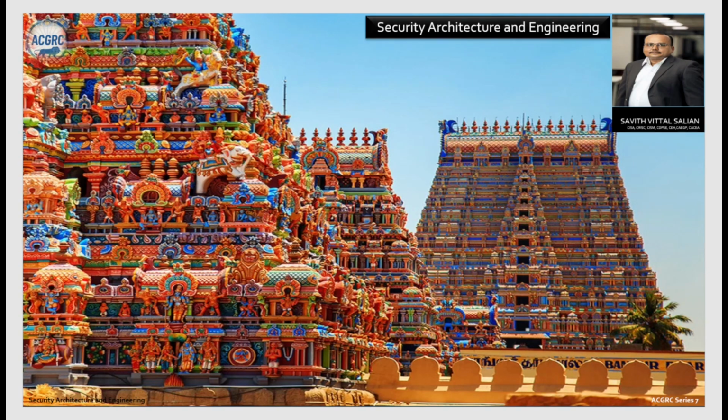You will gain insights into hardware based securities like TPMs, HSMs, secure boots, and trust zones, as well as emerging domains like zero trust architecture, confidential computing, and the impact of AI ML on architecture.